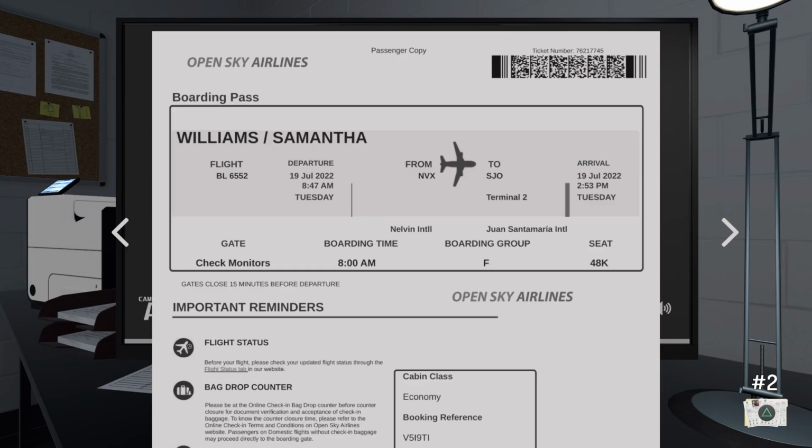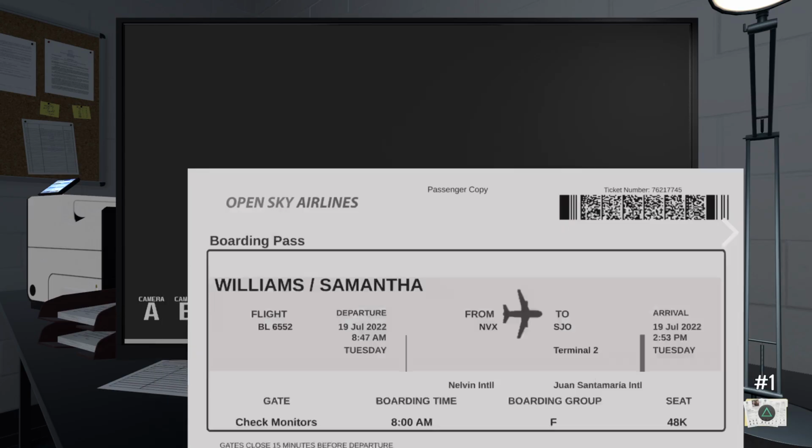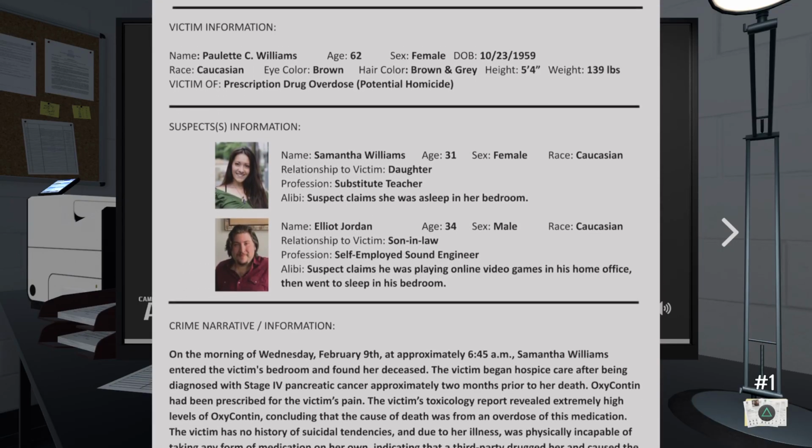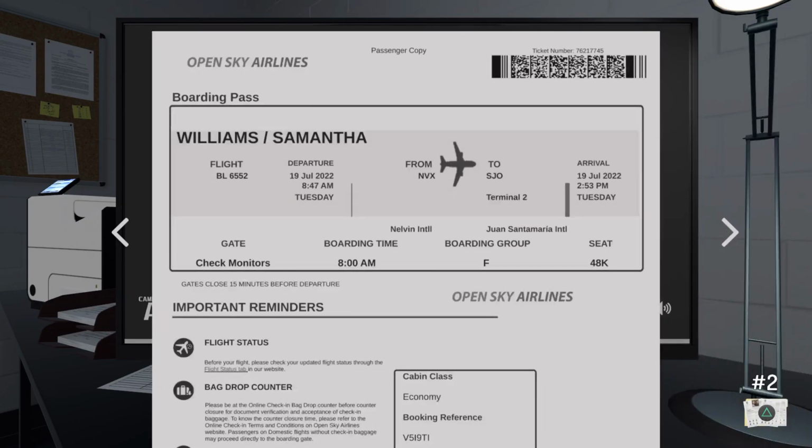You have Terminal 2, departure July 19, 2022, 8:47 a.m. on a Tuesday. So let's see, it says February 9th, but I assume it's 2022. So it's one way only. Arrive at Costa Rica 2:53 p.m. So it's a 6-hour flight. Boarding time 8. Yeah, check monitors. Yeah, because the gate closes 15 minutes before the departure. That makes sense.